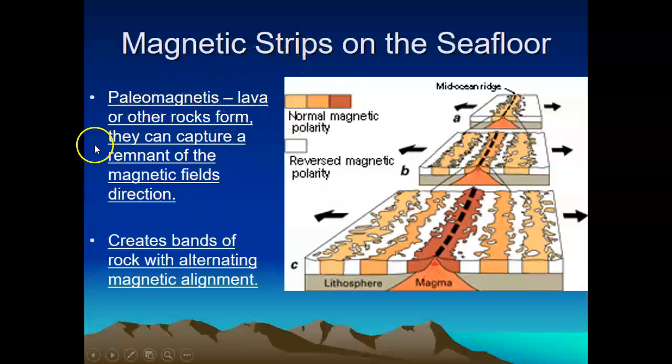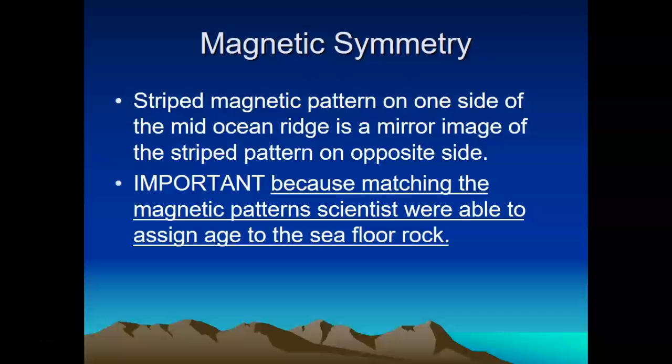So paleomagnetism, where lava or rock capture a remnant of the magnetic field direction, creates bands of rock with alternating magnetic alignment, and it can flip back and forth, back and forth. And so that last part is matching the magnetic pattern. Scientists were able to assign the seafloor rock age. And as they did that, we're then able to look at what is actually happening with this magnetic reversal and why everything flips. So we're going to continue to talk about this more, but make sure you get this down in your notes, and we'll continue our discussion about magnetic reversal next.